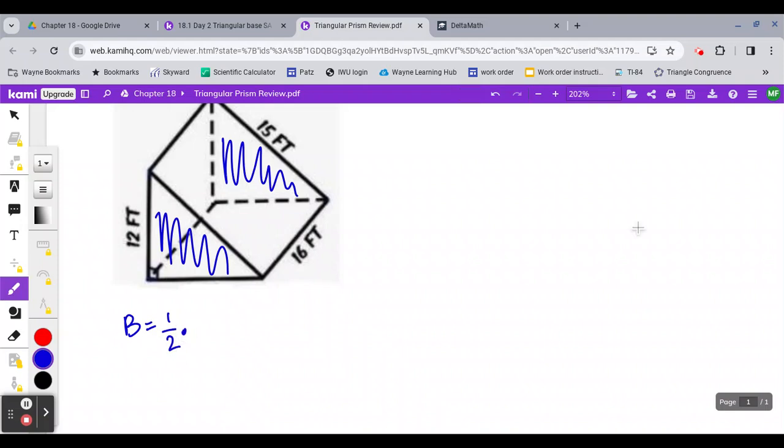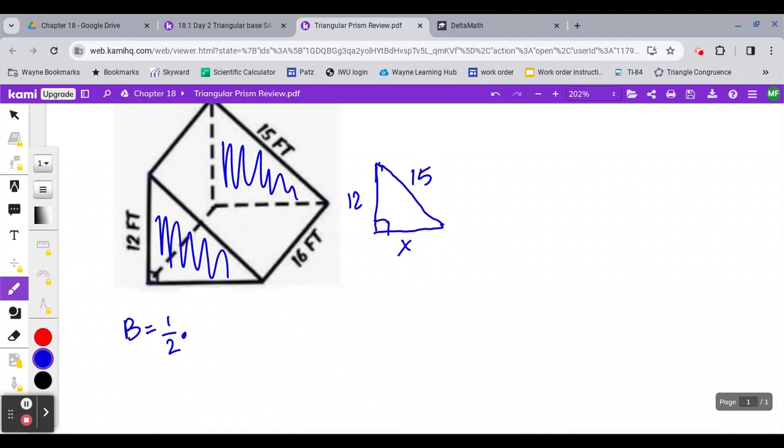Now, on this one, I don't know what's down here, right? So I need to solve for that. This is a right triangle still. However, notice the 15, the hypotenuse we already have. I don't know what the base of my triangle is, okay? So if we follow the same process, remember the hypotenuse is the c. So in this case, x squared plus 12 squared will equal 15 squared, okay?